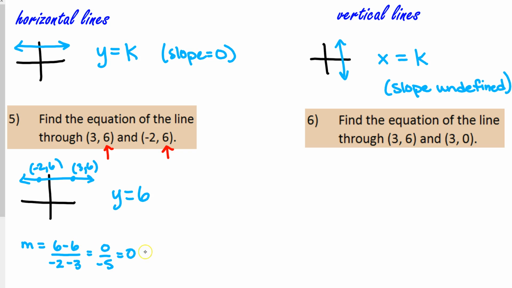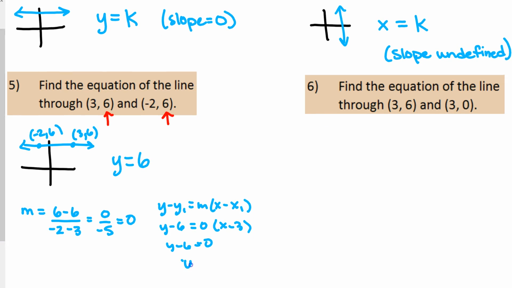Okay, so if we're back on number 5 and we get a slope of 0, and then we go, okay, that's fine. Now I'm going to use point-slope form, and I'm going to find the rest of the equation. So let me plug in my point 3, 6. So my y-coordinate is 6, and my x-coordinate is 3, and I get y minus 6 equals 0, and then I add 6 to both sides, and I get y equals 6. See, that still works. Nothing wrong with that. It just is a much more lengthy way to do it.